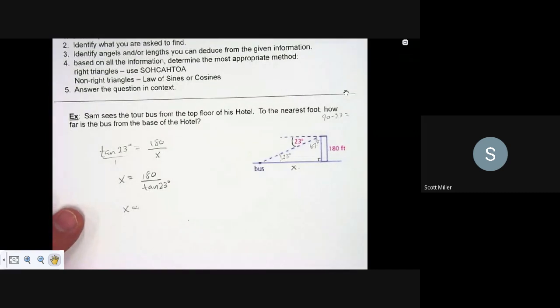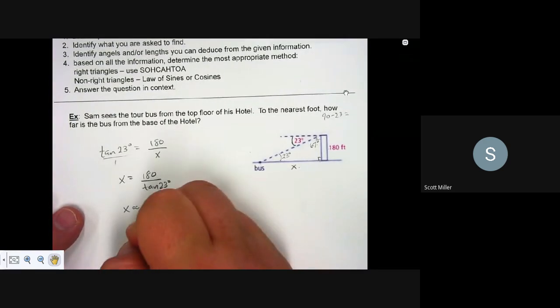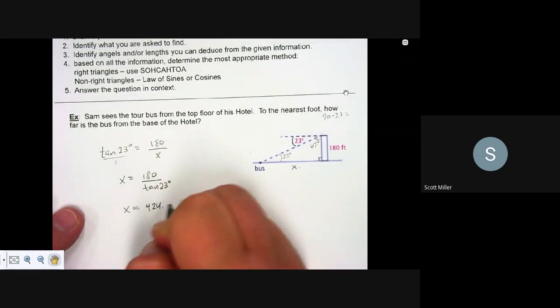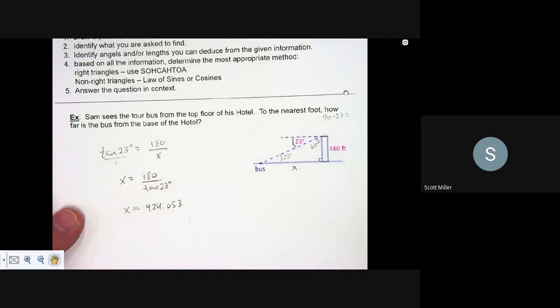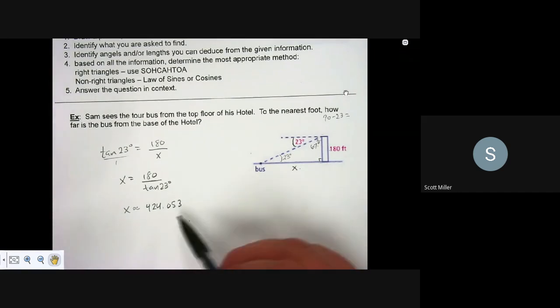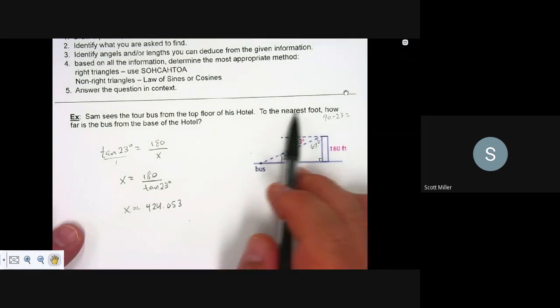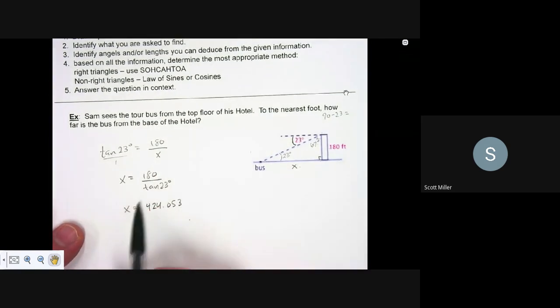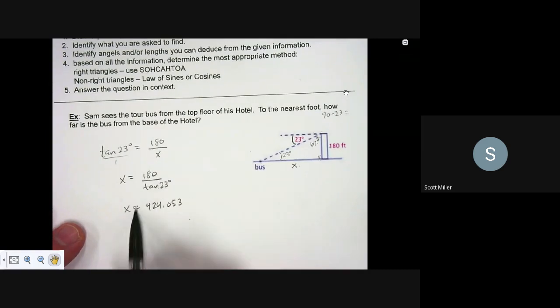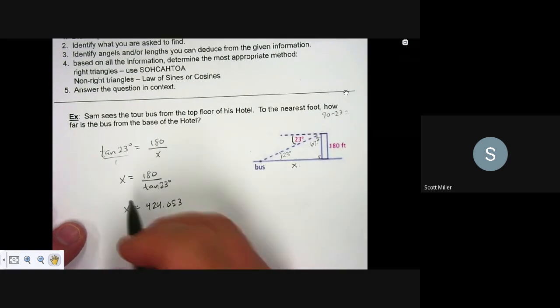And I have done so already, and you get 424.053 if I round it to 3 places. And so I have a number. Now I go back to the question and I say, okay, how is this number going to be used in this problem? What are they asking for? To the nearest foot, how far is the bus from the base of the hotel? See, this is not the nearest foot.